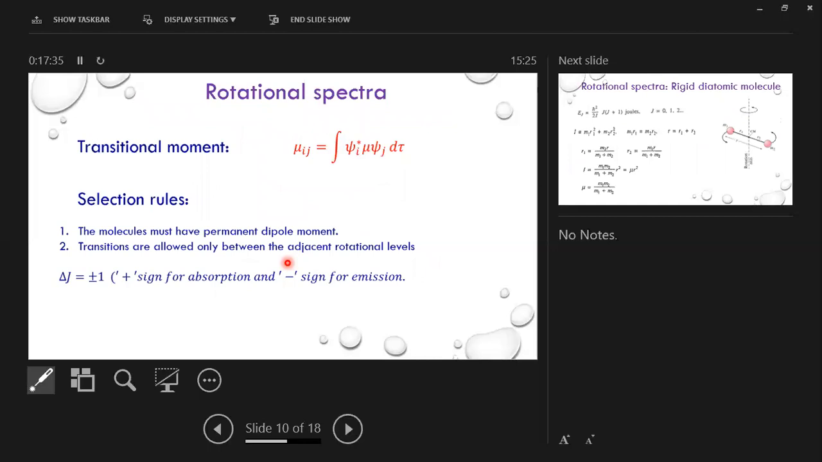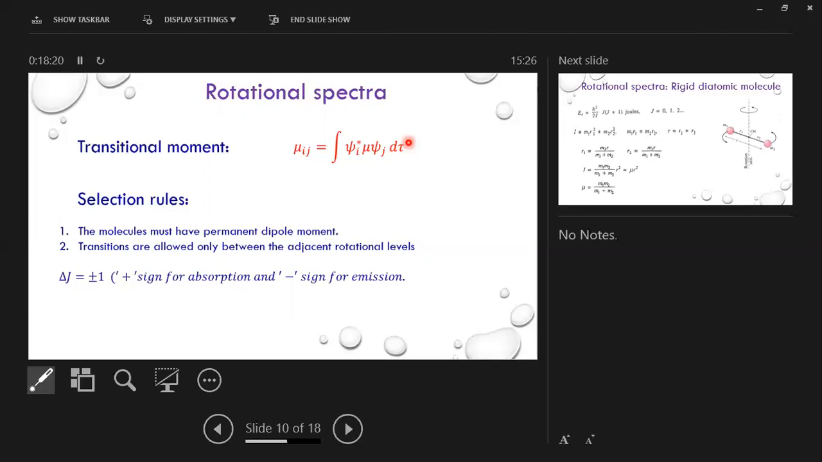If we do a little bit of quantum mechanics, we find that if the molecule has a transition from the ith state to the jth state, and psi i and psi j represent the wave functions of the ith and jth states, then the transition dipole moment mu ij is given by the integral of psi i star mu psi j d tau. Here psi i and psi j are the ith and jth rotational states over the entire volume d tau, and they are nothing but the spherical harmonics that we can solve from the Schrodinger equation.